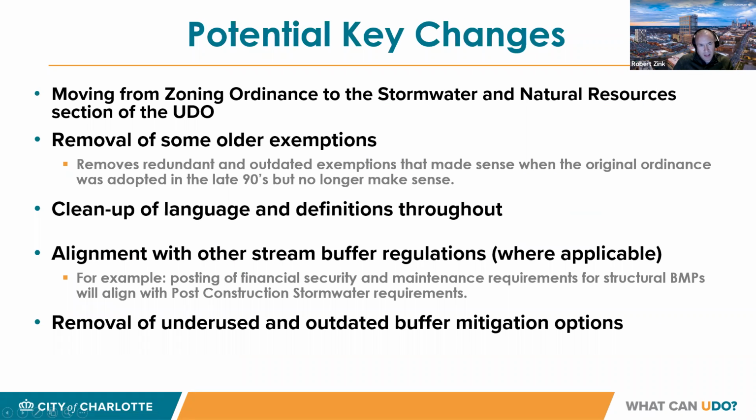So potential key changes, again, are moving it from the zoning ordinance to the stormwater and natural resources section. It removes some of the older exemptions that are in the ordinance, but really those are redundant and outdated and no longer used anymore. So it doesn't really make sense to keep them in there. Again, cleaning up the language and definitions throughout and aligning it with other stream buffer regulations where applicable, like the post-construction, which has some buffer requirements as well. And it's removing some underused and outdated buffer mitigations, like Jordan Miller, who's the administrator of this, we're just removing the ones that don't get used.